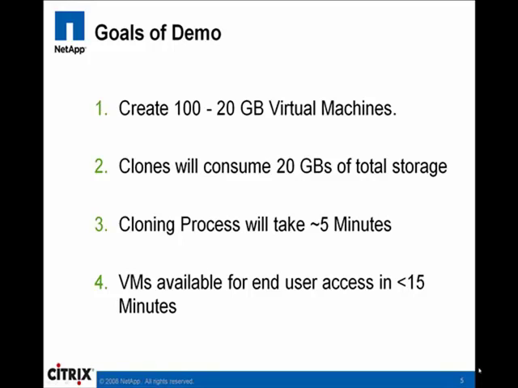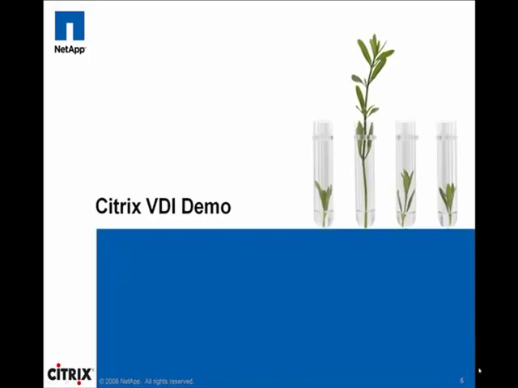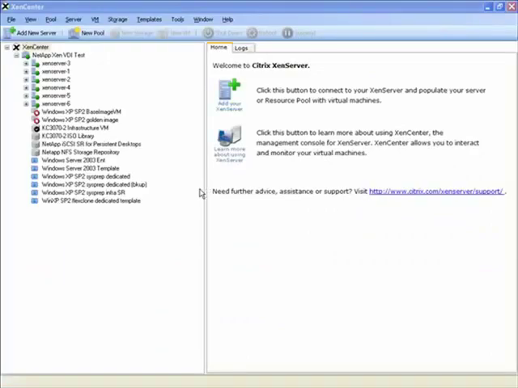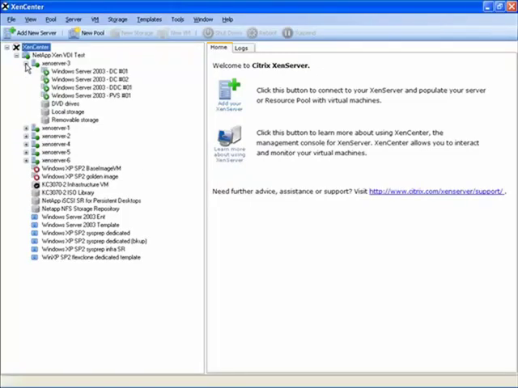We begin in the Citrix XenCenter console. As you see, we do not have any virtual desktop machines provisioned. All of the infrastructure VMs are located on XenServer 3. You can see that we are configured with a NetApp iSCSI storage repository, which is attached to 6 Xen servers.